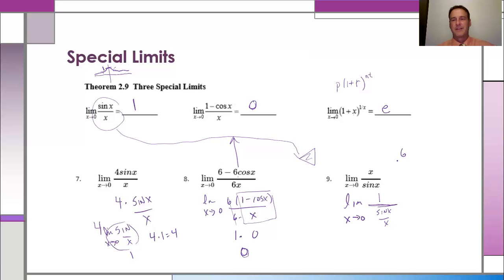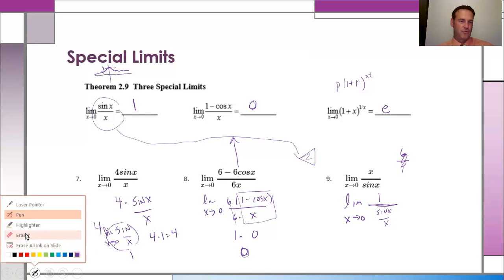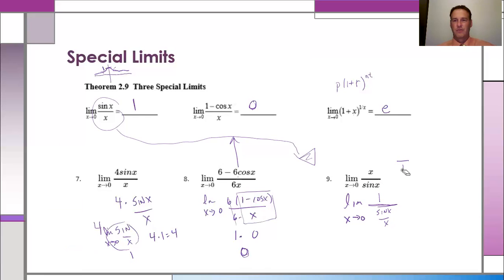Imagine if I said 1 over 6. This is the same as 1 over, and watch me put this in the denominator like I did here, but flip it. It's basically the same thing. It's kind of awkward, but what that does is it allows me to take the limit of each of these as x goes to 0.